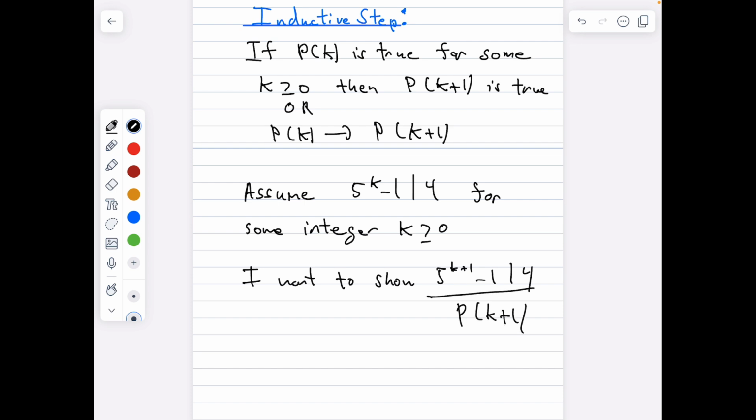And not always, but a lot of the time it's just like replacing the k with the k plus 1 value in your statement. So that's how that would work here as well. Because if you're telling me that P(k) means 5^k − 1 is divisible by 4, then P(k+1) means 5^(k+1) − 1 is divisible by 4.